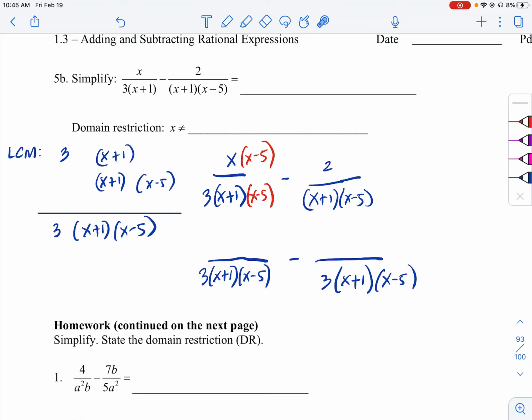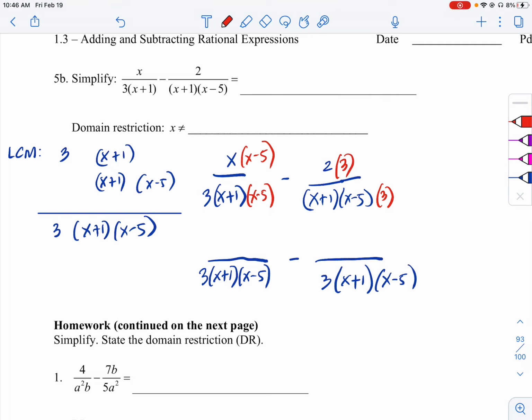Okay, moving on with the next. It already has an x minus 5, so I don't have to multiply it with x minus 5. It already has x plus 1, so I don't have to do that. But it does not have a 3. So I have to multiply this by 3, and I have to multiply that by 3.